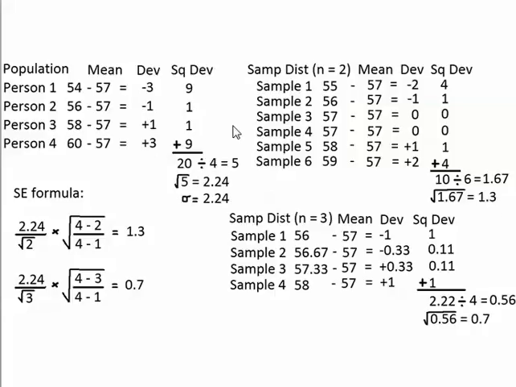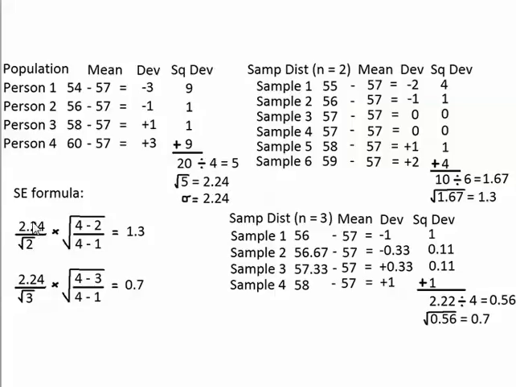Another way for me to find the standard error for the sample size of 2 would be to use the standard error formula. If I wanted to use the standard error formula, the first step would be to find the standard deviation of the population. I could find the standard deviation of the population by doing this work right here. After doing all of this work, I can see that the standard deviation of the 4 people in the population is 2.24.